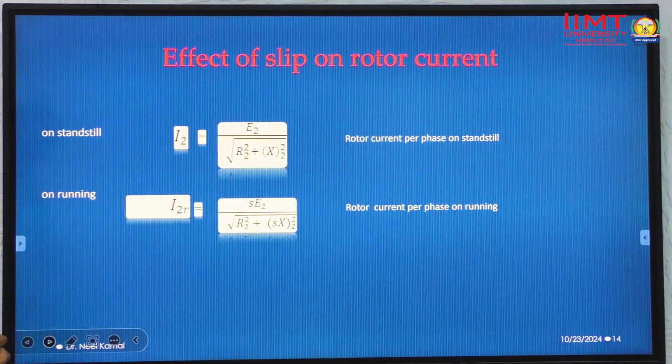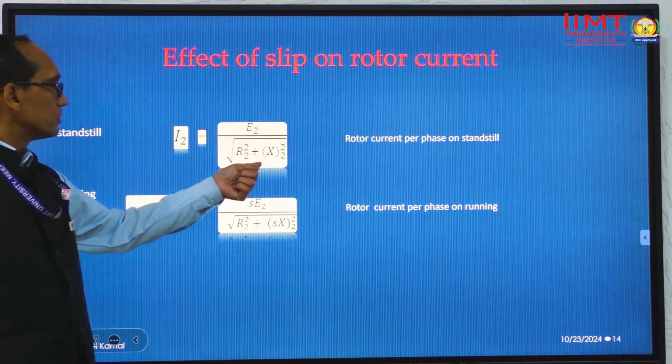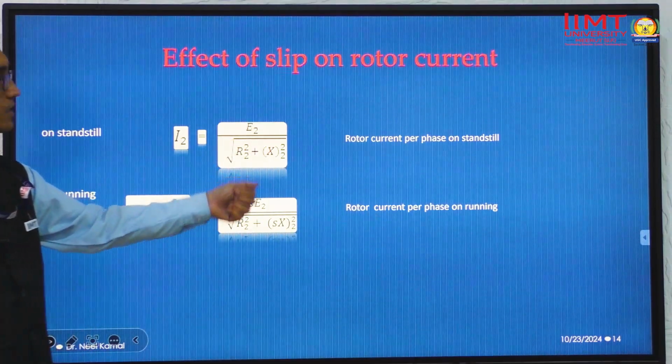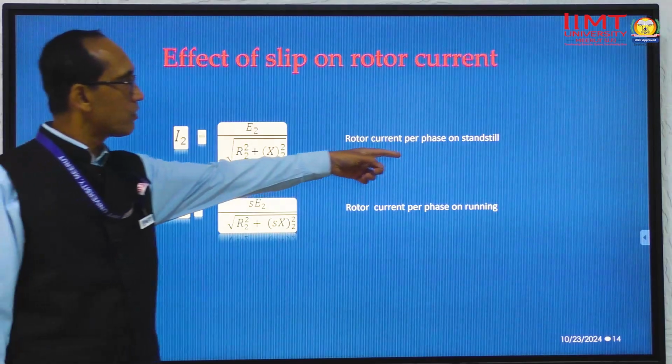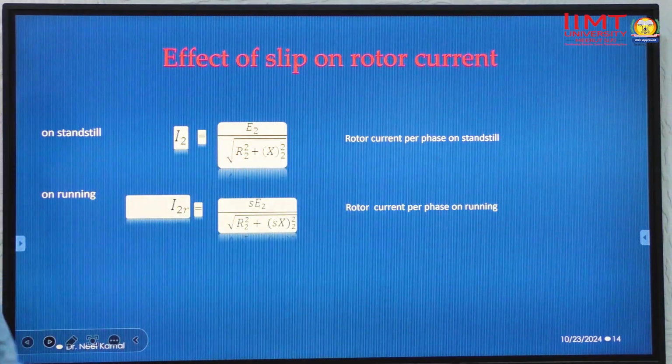This is the effect of slip on rotor current. So I2 is equal to E2 upon the impedance, at standstill condition, rotor current per phase at standstill condition. So I2 is equal to E2 upon the square root of R2 square plus X2 square.